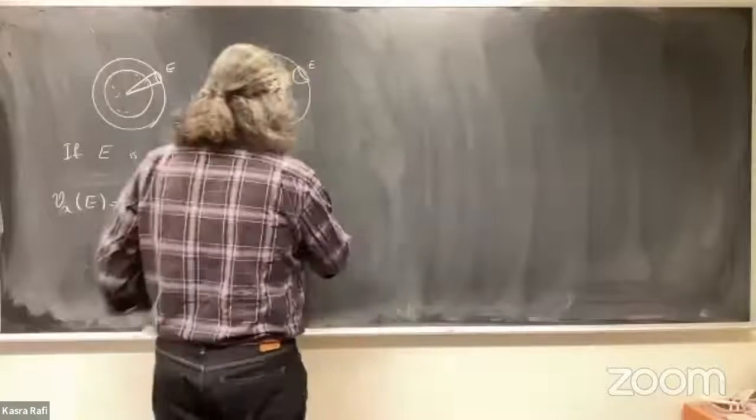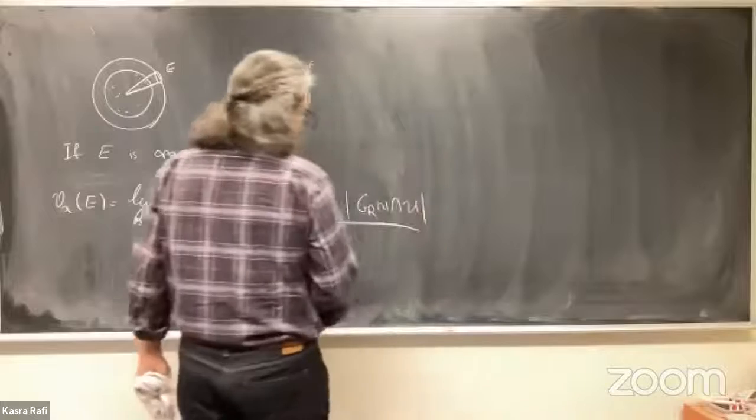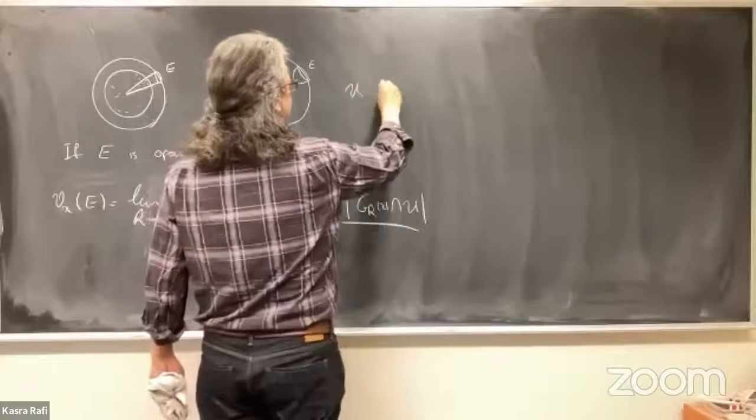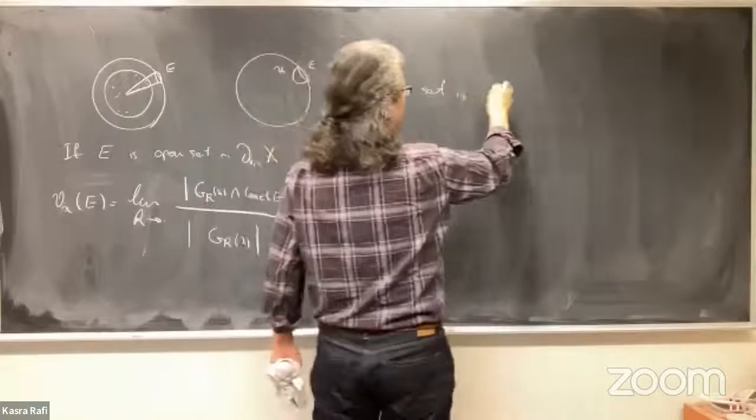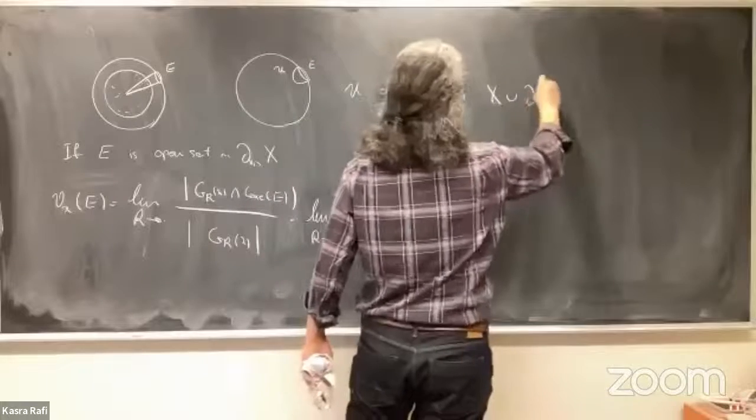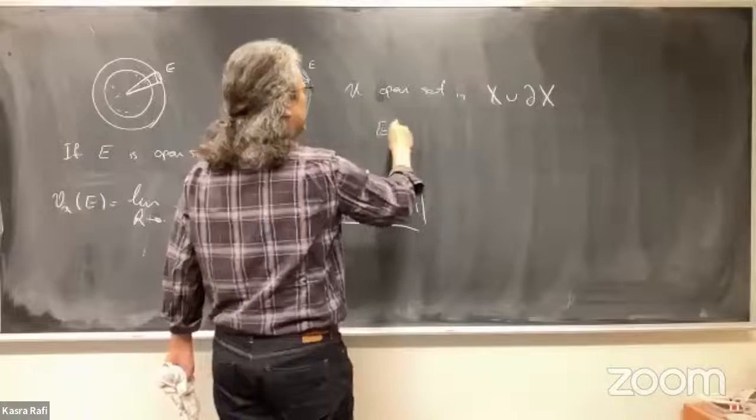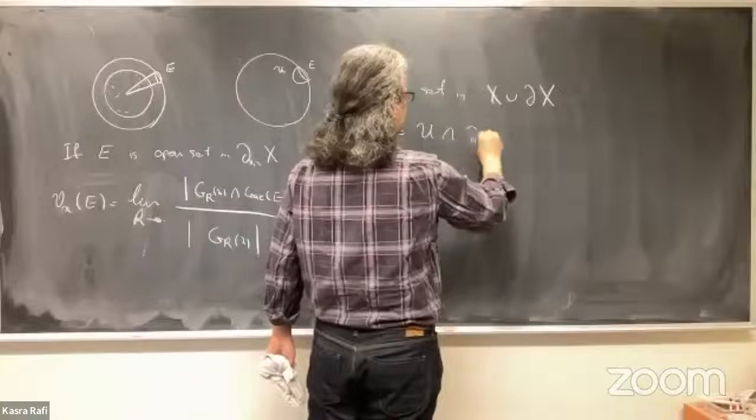Sorry, so what's on the right-hand side? What's the last limit? I understood the first limit, but not the second. Again, the limit as R goes to infinity of the intersection of this G_R x, which is the orbit points that are in the ball, intersect U, right? So U here is an open set in X union boundary X, and E is U intersect boundary X.